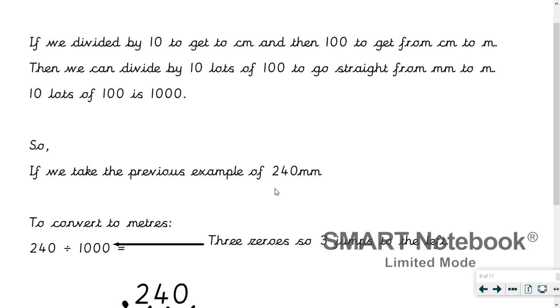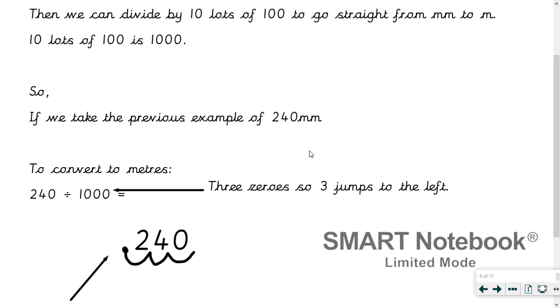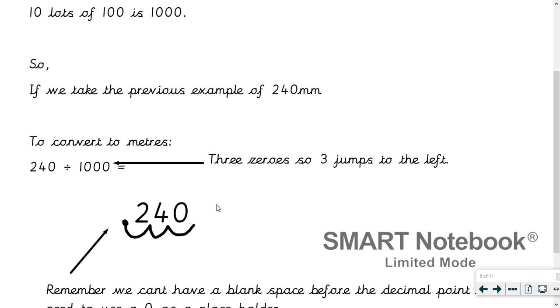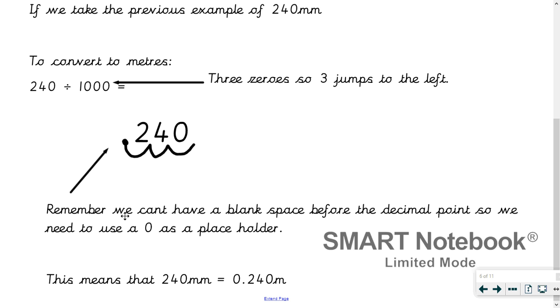So if we take the 240 millimetres we had earlier, and we're going to convert to metres, so it's 3 zeros, 3 jumps. Imaginary decimal point, 1, 2, 3. So it'd be 0.240. Now, hopefully, we remember from our decimal unit that we cannot have a blank space here in front of a decimal point. It has to be filled by a number. If there is no number to go there, we have to use a place holding 0. So we put a 0 there, so it would be 0.240, or 0.24 if you don't want to write the last 0.